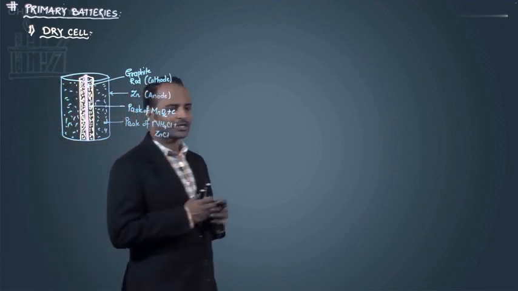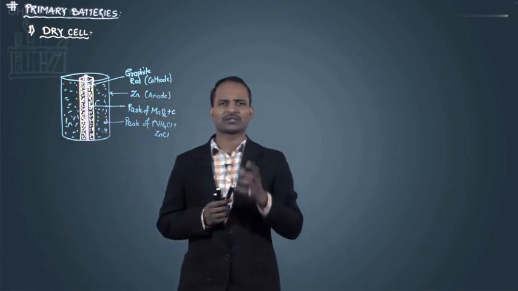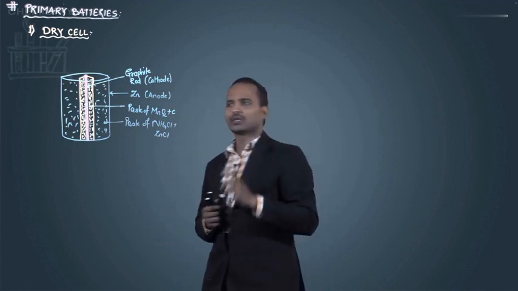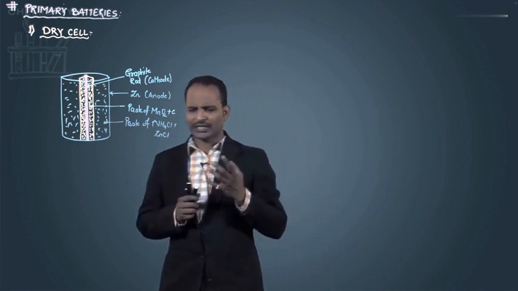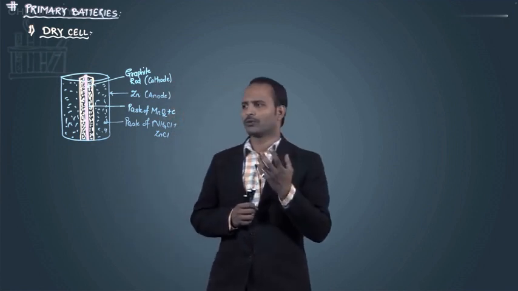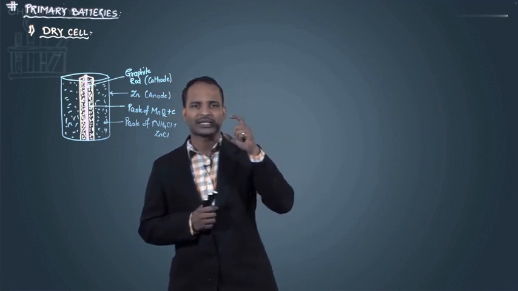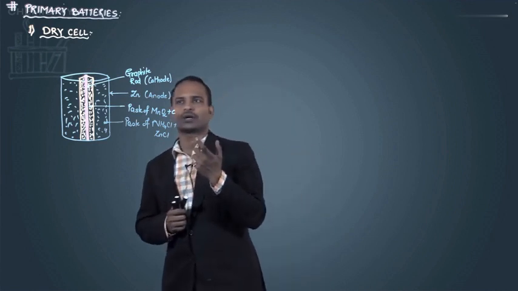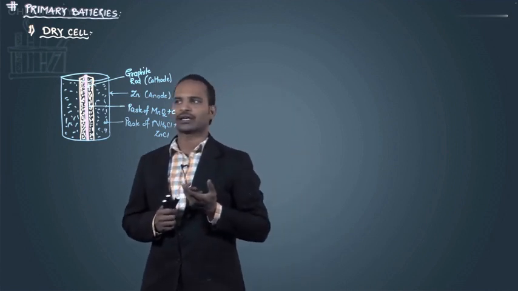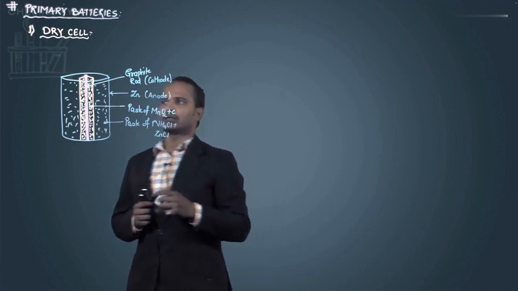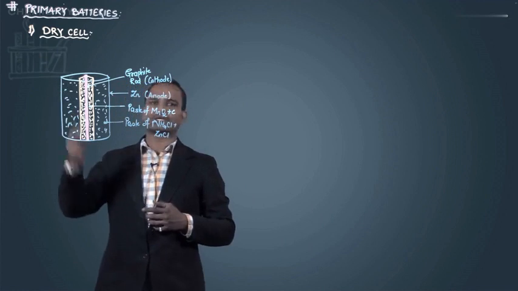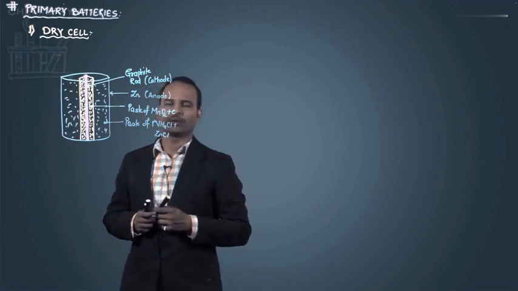You might have seen that a dry cell is the cell we use in torches. If you have ever broken that cell, you might have observed that at the center there is a black color rod, which is nothing but the graphite rod acting as a cathode. Then there is a zinc container, which is acting as an anode here.